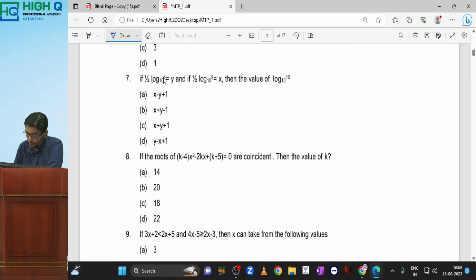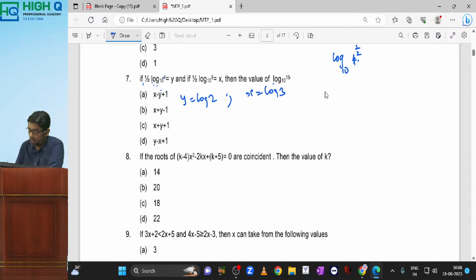Now, half log 4 to the base 10. Can I write it as log 4 to the base 10 whole power half, which is nothing but root 4? What is root 4? It is 2. So can I say y is log 2? Similarly, x is log 3. Of course you understand this.